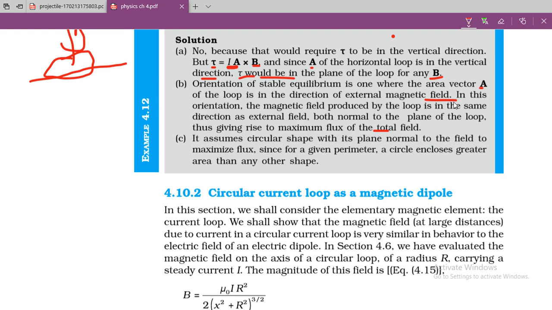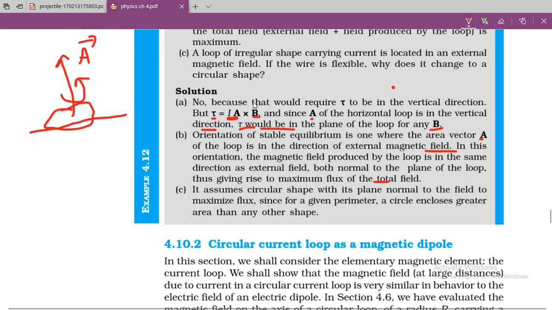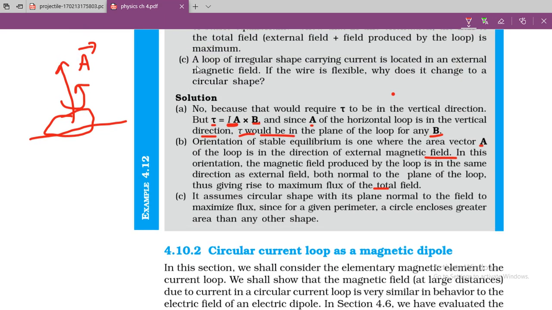So for both, the normal to the plane of the loop, thus giving rise to the maximum flux of the total field. So this is the explanation of this question. I hope you understand. You can see that the external field and the field produced by the loop are in the same direction in this explanation.